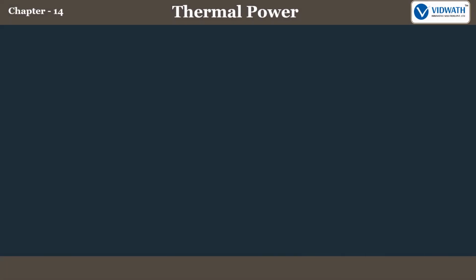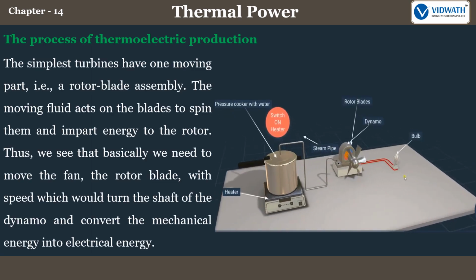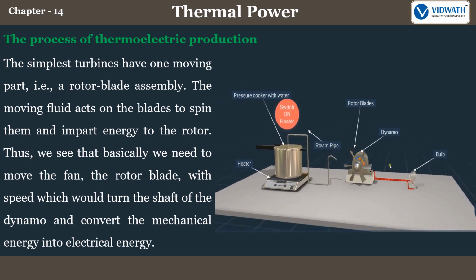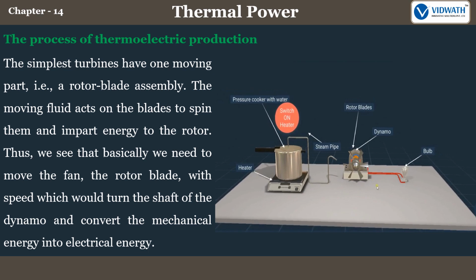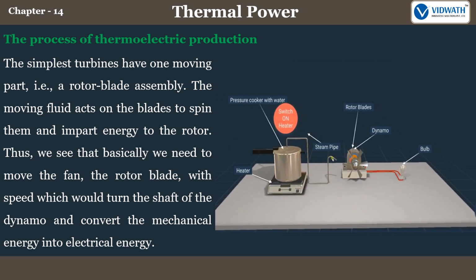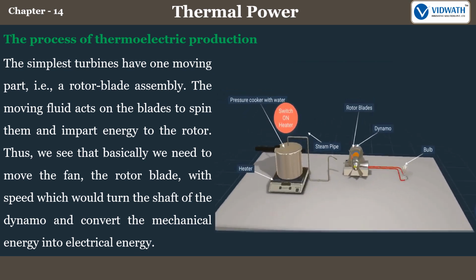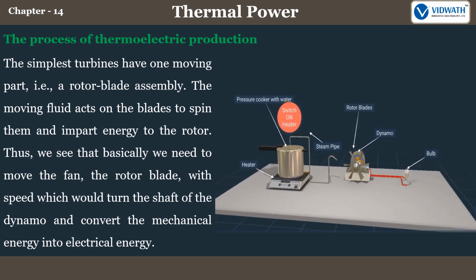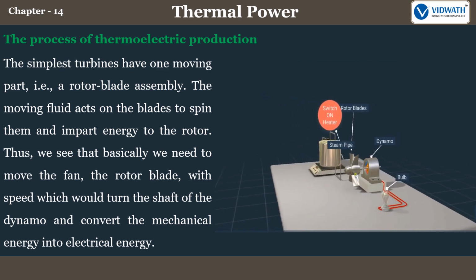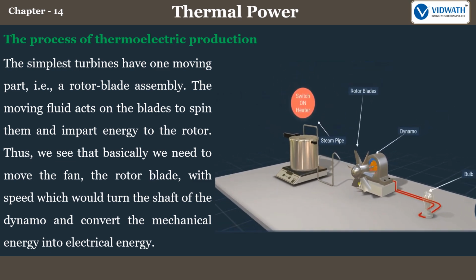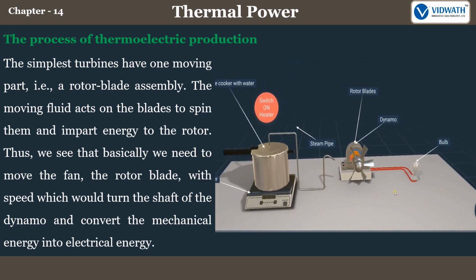We shall now see the process of thermoelectric production. For this, we make use of turbines. The simplest turbines have one moving part, that is, a rotor blade assembly. The moving fluid acts on the blades to spin them and impart energy to the rotor. Thus, we see that basically we need to move the fan, the rotor blade, with speed, which would turn the shaft of the dynamo and convert the mechanical energy into electrical energy.